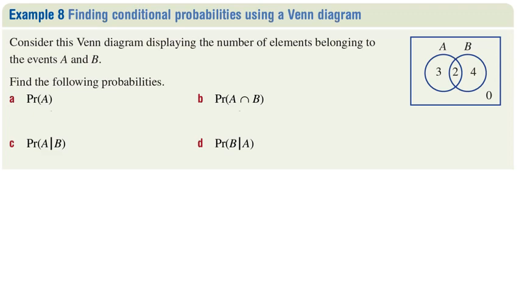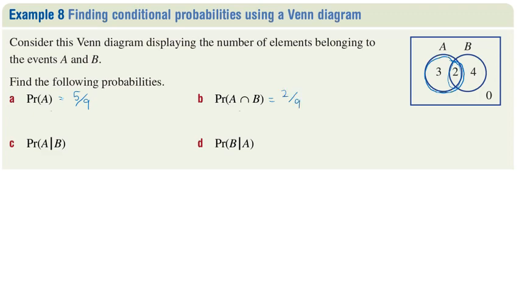We'll do two examples. Okay, so we're looking at this Venn diagram here, and we've got to find these probabilities. The first one, the probability of A. A is like this circle here. This is just like our normal probabilities. So 3 plus 2 equals 5. And altogether there's 3 plus 2 plus 4 plus 0, 9. So 5 out of 9. The next one, the probability of A and B. A and B, that's like this middle section here. So 2 out of 9.